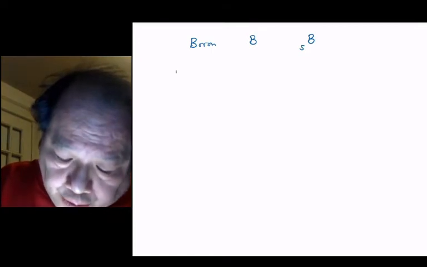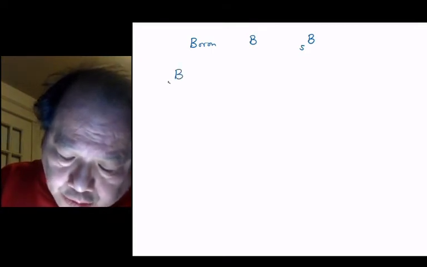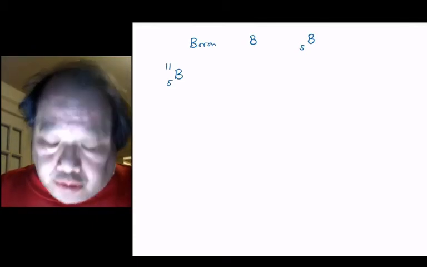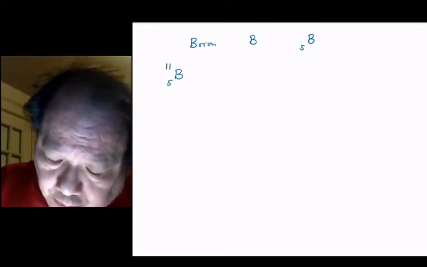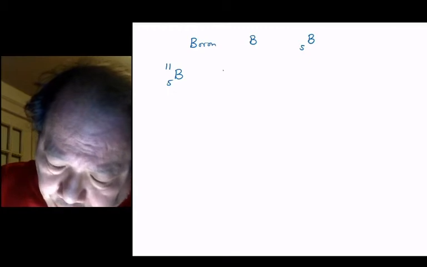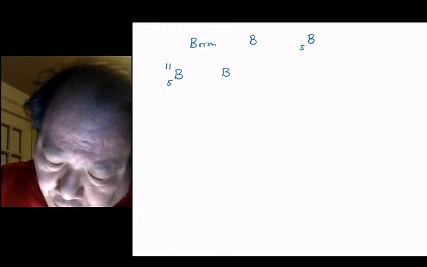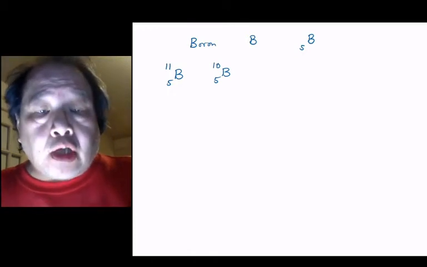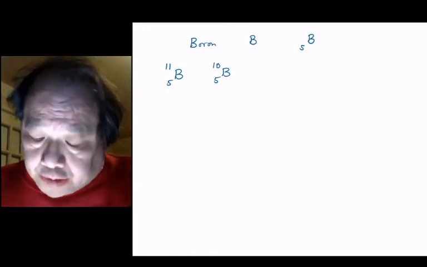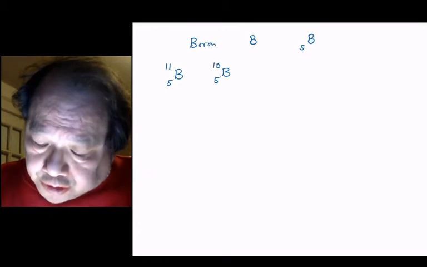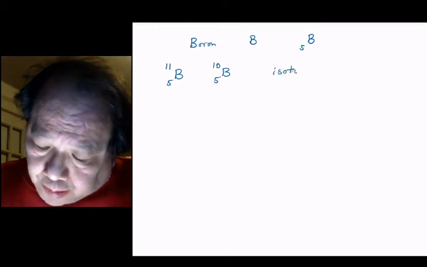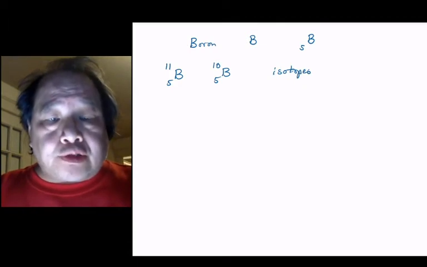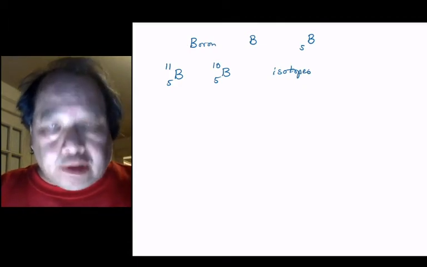There are some boron atoms which have 6 neutrons, so it's 11 there, and there's some boron atoms which have 10 neutrons. Those are the two common types of boron atoms, and they're called isotopes. And every element has a natural percent of each of the isotopes.